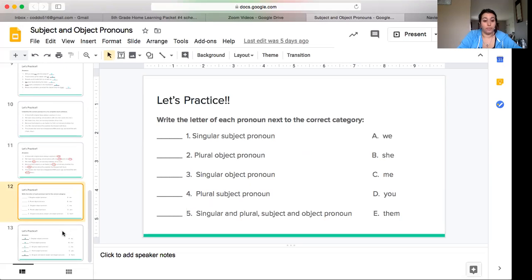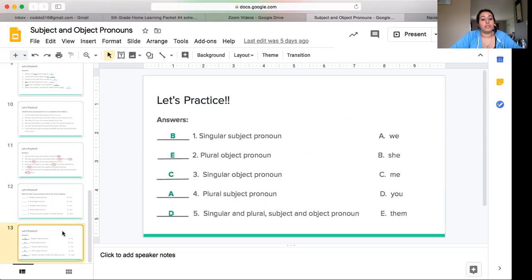Let's check our work. Number 1, singular subject pronoun. We should have identified B, she. She is a singular subject pronoun. Number 2, plural object pronoun. We should have identified E, them. Them is a plural object pronoun. Number 3, singular object pronoun. We should have identified C, me. Me is a singular object pronoun.